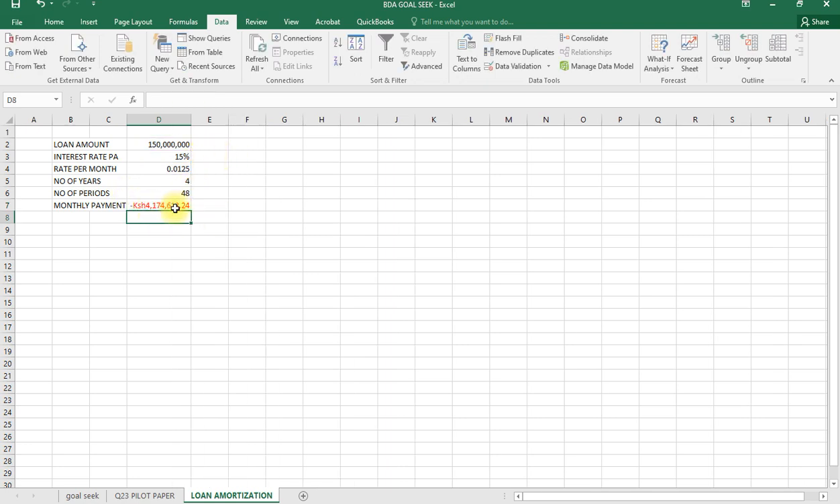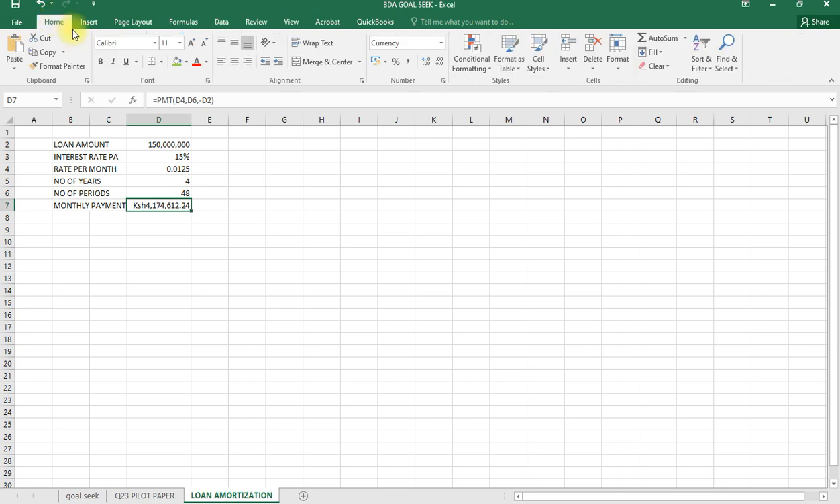So remember, it's a payment, that's why it is giving us a negative. But if you need to eliminate the negative, in the last value I will start by putting a negative sign, negative D2, and I will enter, and automatically it will convert my value to a positive value. So that will be my monthly payment. I will be paying a value of 4,174,612 per month for a loan amount of 150 million for a period of 4 years, which is 48 months. So per month is a payment of 4,174,000. That was part 1 of this question.